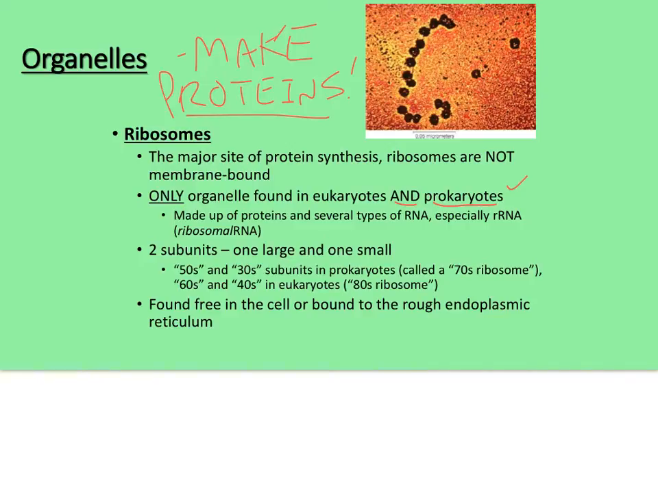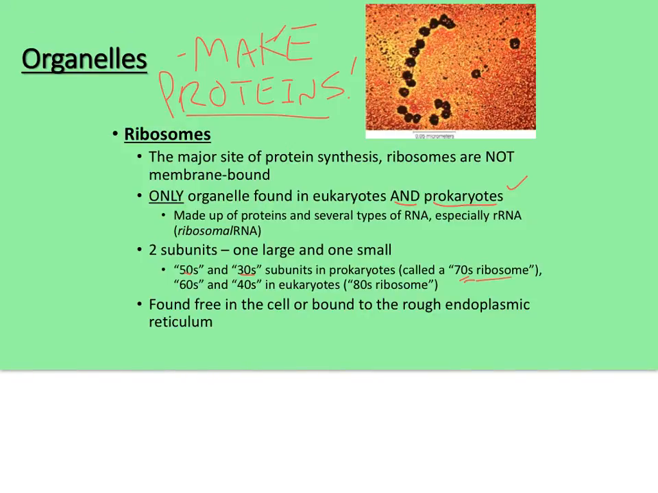Now, a ribosome itself is protein and RNA. It's formed from two subunits, a larger piece and a smaller piece. In a prokaryote, we say that it's a 70S ribosome, which contains a 50S large subunit and a 30S small subunit. I realize those numbers don't add up to 70, but that's just the way it works. 70S refers to its weight or its density.